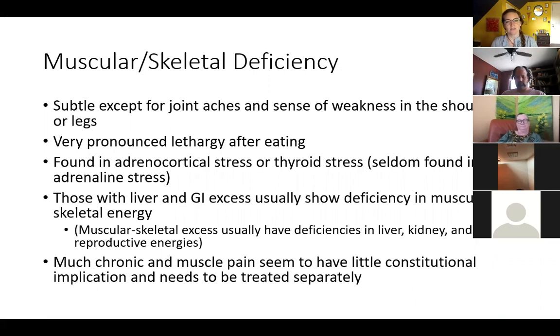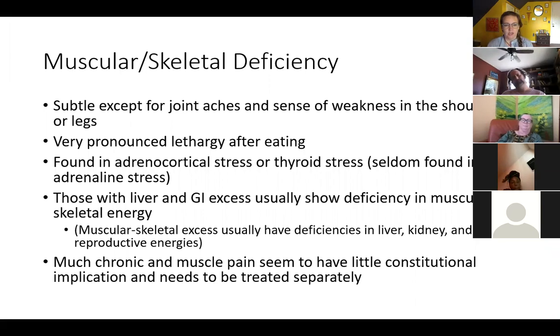So except for joint aches, you have the joint aches and a sense of weakness in your joint junctions, which are your shoulders and your hips. These are the two parts of your body that hold and rotate the rest of the movement in your body. So this is found in adrenocortical stress, which is the stress that a lot of people are running on, or thyroid stress. Seldom found in adrenaline stress, because that fight or flight is so short that it's the longer term stress that can cause this deficiency.